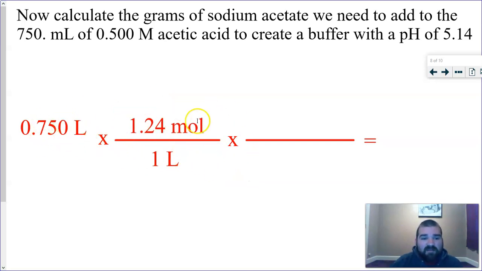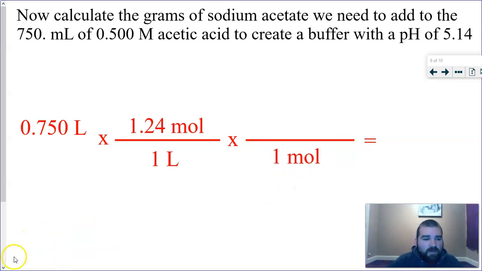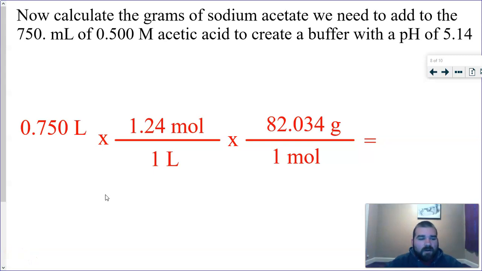So we have liters, we have moles. Now we just need to convert moles into grams. So we need the molar mass of sodium acetate. And I need to go grab my periodic table. I'm not prepared today. All right, so the molar mass is 82.034.